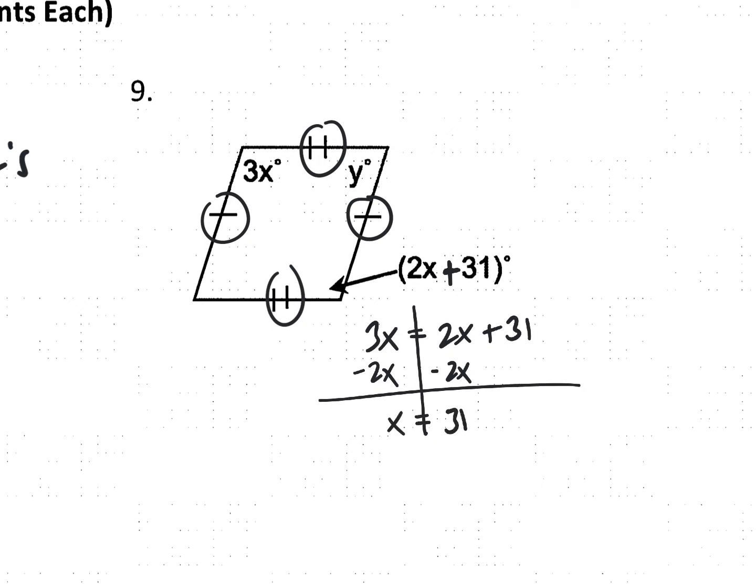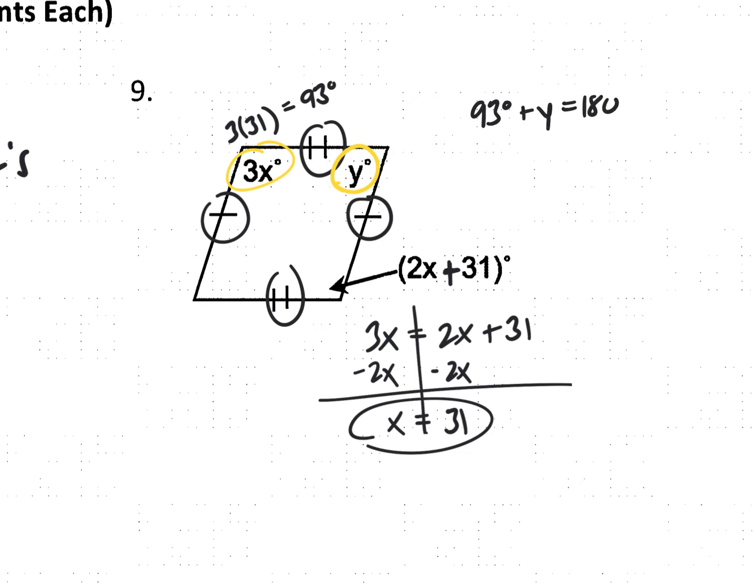If that was a negative, when I plugged it back into this, that would make it a negative angle, which doesn't make sense. So this has to be a positive. Okay, so now that I know x, I need to figure out what y is. In order to do that, I know that these two angles here that are next to each other are going to have to add up to 180 degrees. So let's plug in 31 for x. 3 times 31 gives me 93 degrees. So 93 degrees plus y is going to equal 180, and if I solve that, I end up with y equaling 87 degrees.